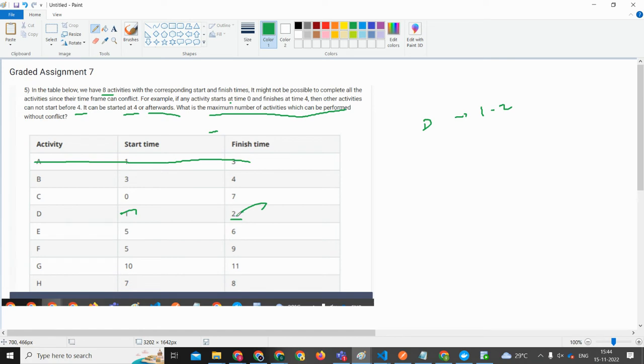Next we go for the job which has the earliest finishing time, which is 4 here. So that means we are choosing B, which runs from 3 to 4. Sorry, I forgot to see this. We also have 0, so 0 to 7 also will be deleted during the first pass itself.